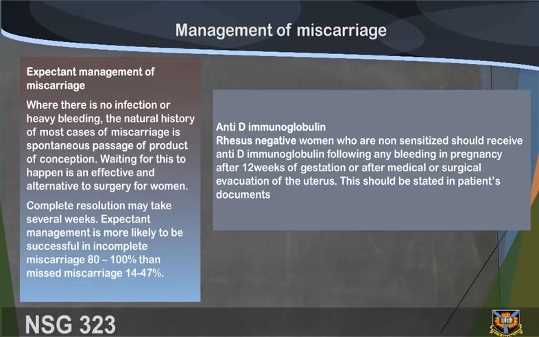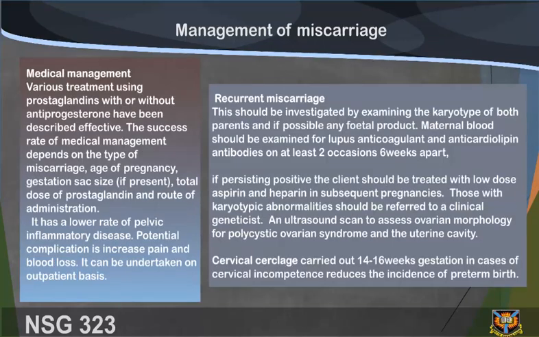Anti-D immunoglobulin. Rhesus negative women who are non-sensitized should receive anti-D immunoglobulin following any bleeding in pregnancy after 12 weeks of gestation or after medical or surgical evacuation of the uterus. This should be stated in the patient's documents.